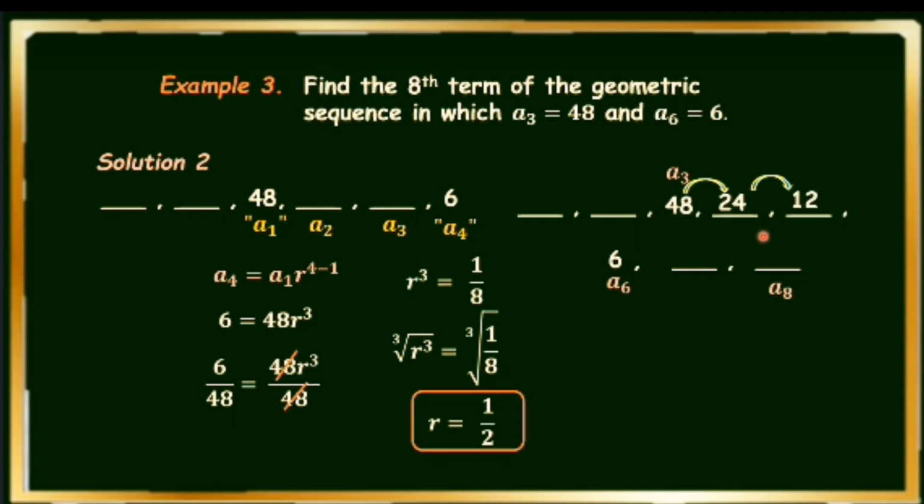24 divided by 2 is 12. 12 divided by 2 is 6. And 6 divided by 2 equals 3. And finally, 3 divided by 2 is 3 over 2.